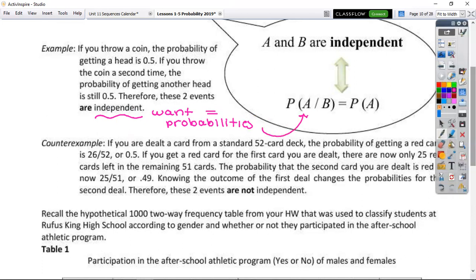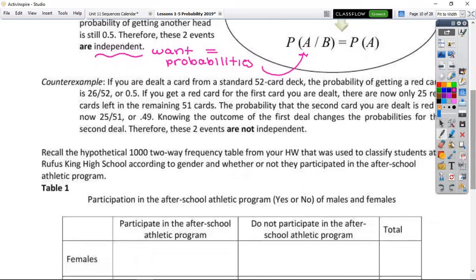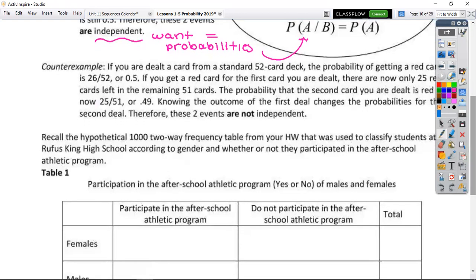So here's a counter example. Suppose you were dealt a card from a deck of 52. Probability of getting a red is 50%, so half. And then if you get a red card on the first card that you're dealt, you are now left with only 25. So the probability that you draw a second card that is red is now reduced. Now it's 25 over 51. So these events are not independent. Okay?